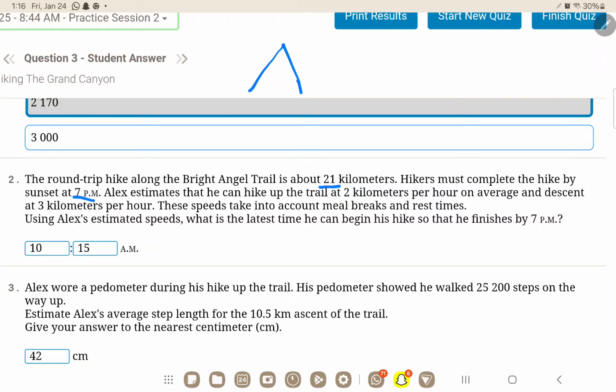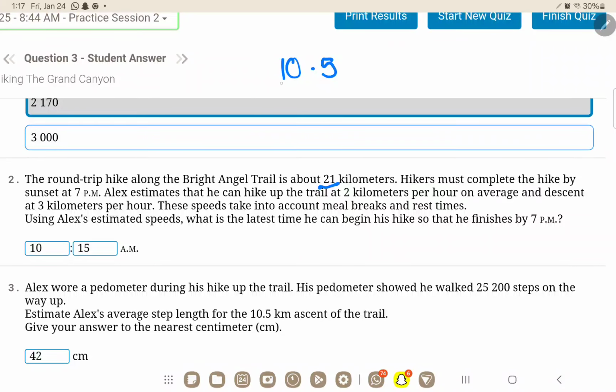The speeds take into account meal breaks and rest times. So using Alex's estimated speeds, what's the latest time he can begin so he can finish by 7 p.m.? What we need to do is split the trail into two parts, the going up and the going down. Since you're going up and down, the up and the down have the same distance because you're hiking the same path. So you first do 21 divided by 2, which tells you each half is 10.5 kilometers. So that's the length of your trail.